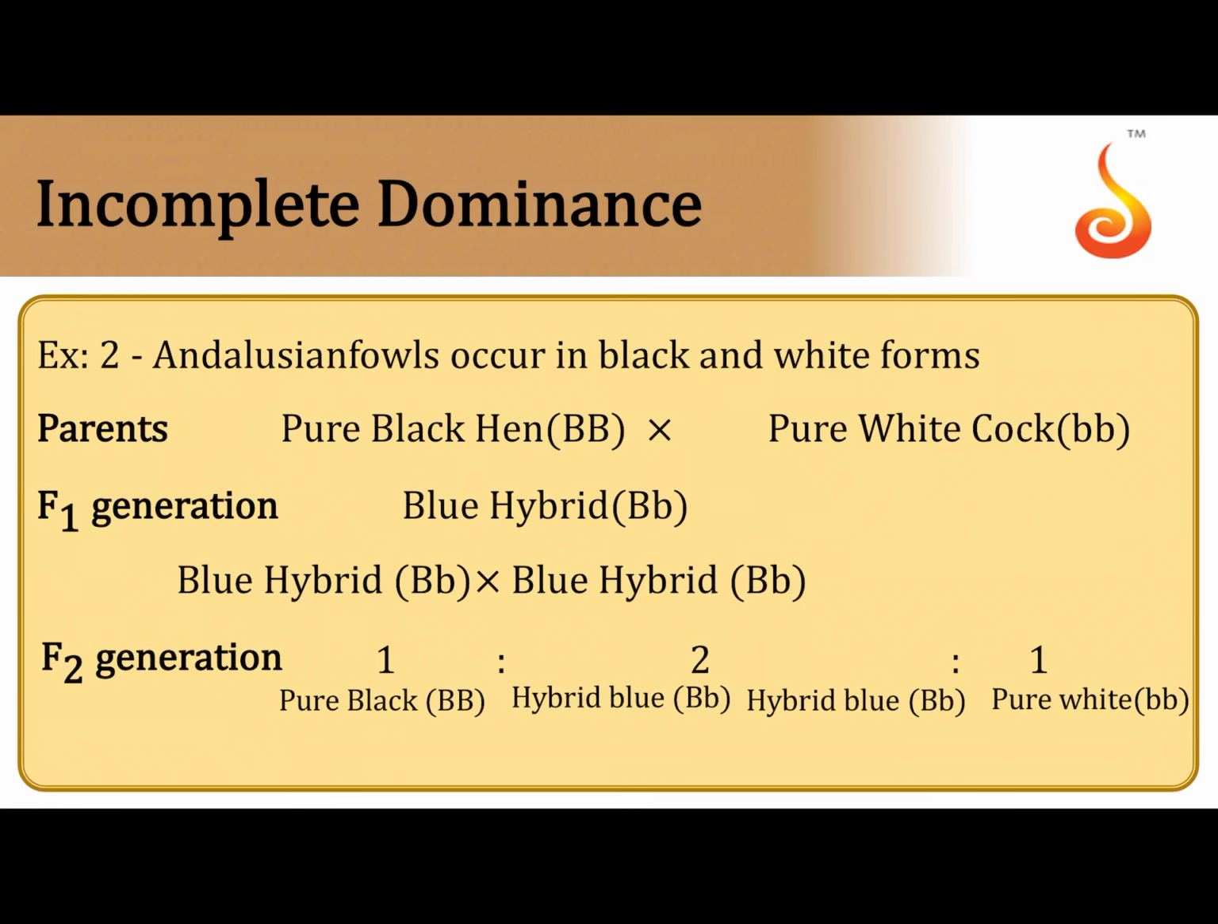So from the definition, we know what incomplete dominance is. Please remember, incomplete dominance is where the F1 hybrid expresses a character which does not resemble either of the parents. It is in between the two. Now this classic example that we have taken for incomplete dominance is in Andalusian fowl. There are two types of fowl, those which have black colored feathers and those which have white colored feathers.